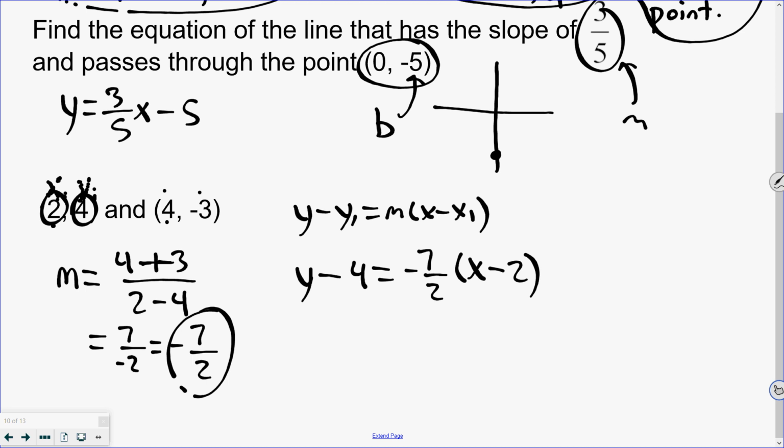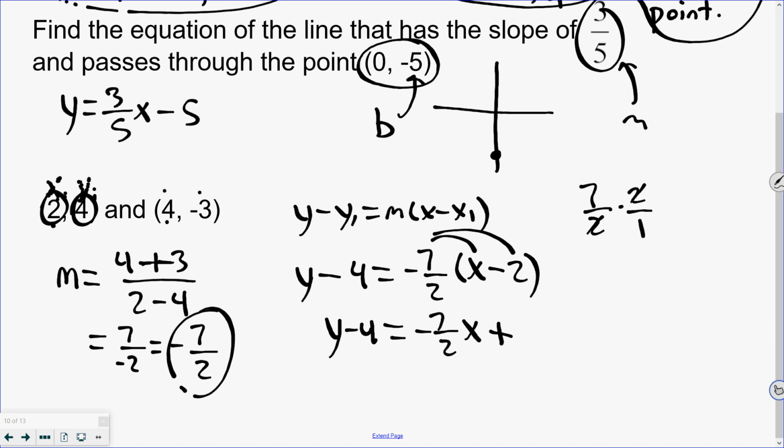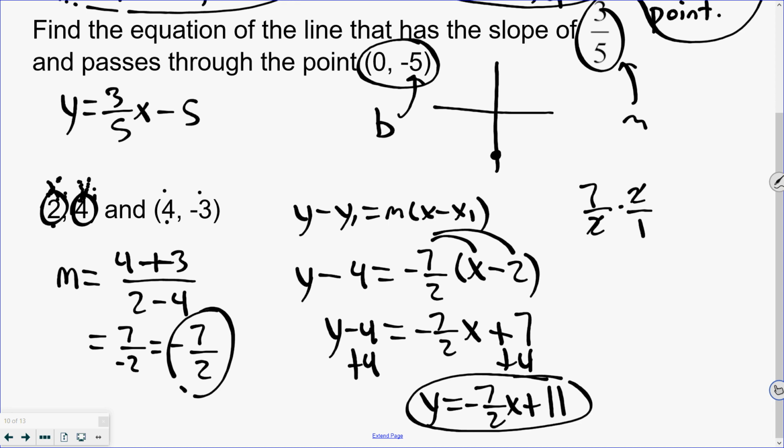Now I just have to put it in the right form. So I'm going to multiply through by the negative 7/2. So I get y minus 4 equals negative 7/2 x plus, when I go 7/2 times 2, 2 over 1, the 2's just cancel out. So plus 7. I'm going to add the 4 over. So the equation of my line is y equals negative 7/2 x plus 11. So that is the equation of the line we're looking for.